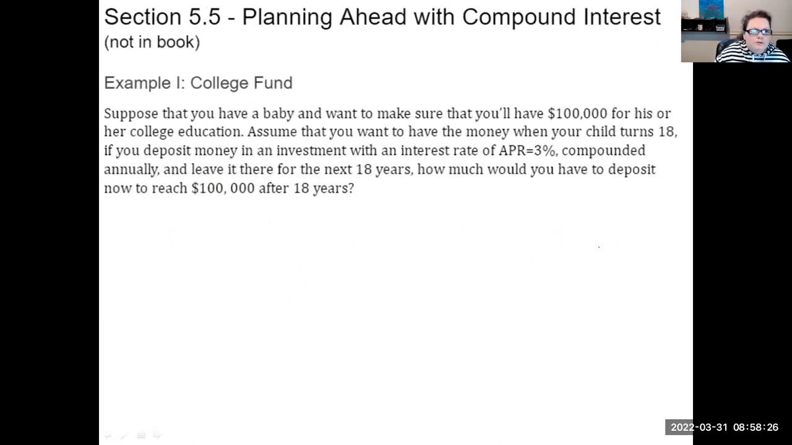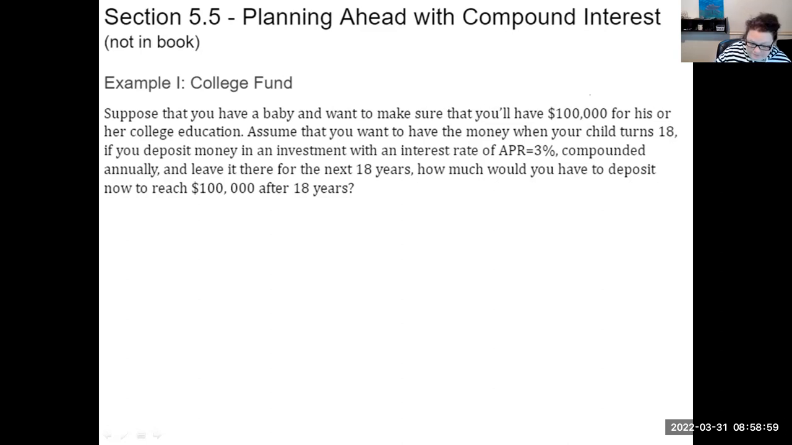Planning ahead with compound interest. This is not, well, it is in the book, but this example is not. Suppose that you have a baby and want to make sure that you'll have $100,000 for his or her college education. Assume that you want to have the money when your child turns 18. If you deposit money in an account with an interest rate of 3%, compounded annually, and leave it there for 18 years, how much would you have to deposit now to reach $100,000 after 18 years?